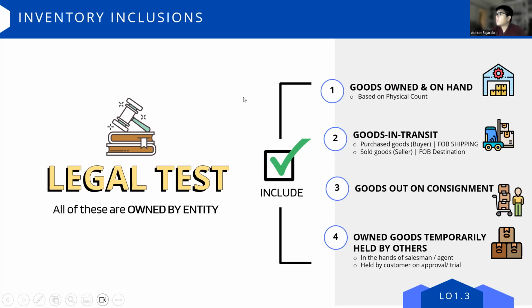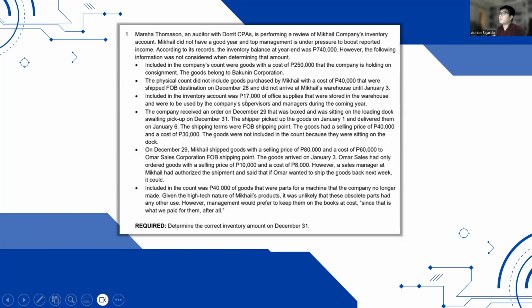So, with that, we go na to a more comprehensive problem. So, again, this is solution. The story behind this is that may accountant raw that they already have the inventory balance at the year end of 740,000. However, hindi niya kinonsider mga items na to. So all of these, hindi niya ni-record or hindi niya kinonsider. So right now, may balance siya ng 740,000. Usually, pag inventory inclusion yung tanong, the question would be, ano ba yung correct inventory amount? So how do we answer this?